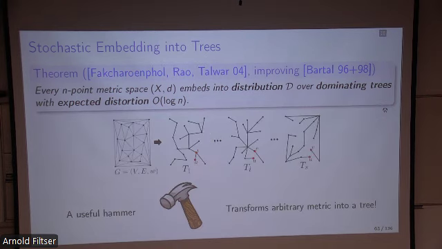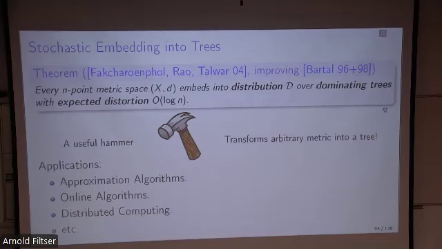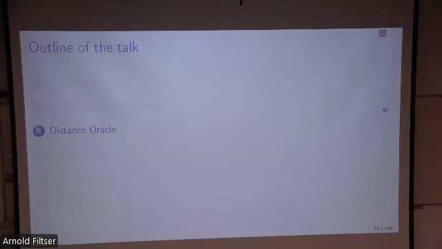And this is a very useful hammer because it transforms every metric space into a tree. As I said, trees are very simple and friendly for the algorithm designer. And it has applications for online approximation algorithms. This is actually throughout the field. It was very useful. So the plan for the rest of the lecture is to show you 2 applications of this tool. One to distance oracles, and the other one to the group Steiner tree problem.